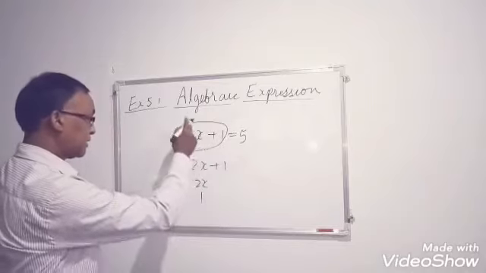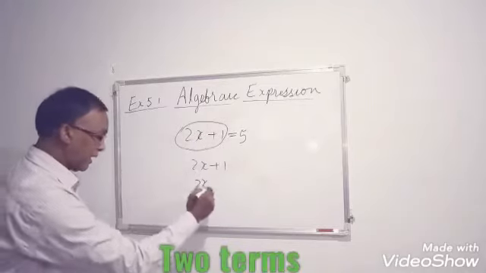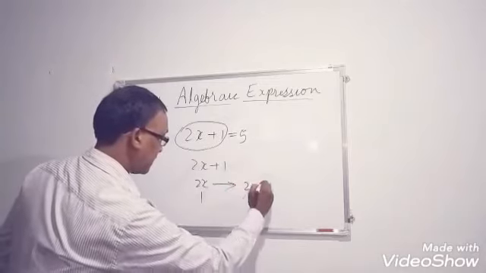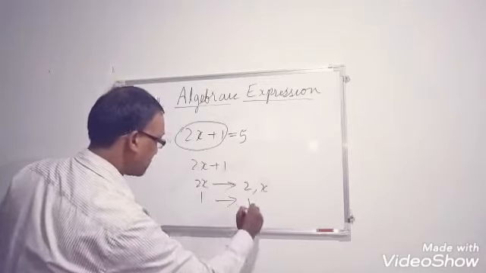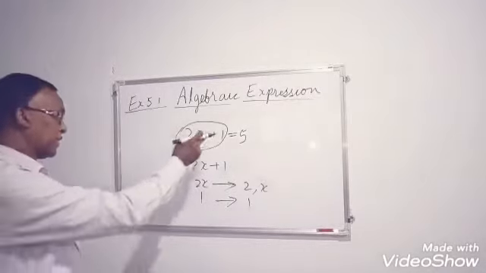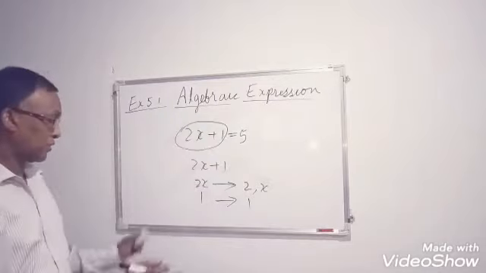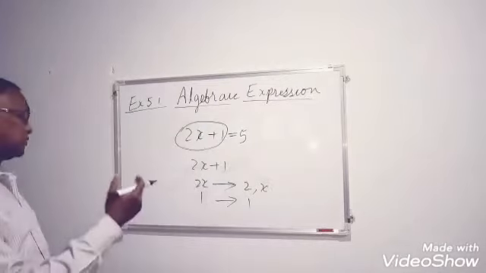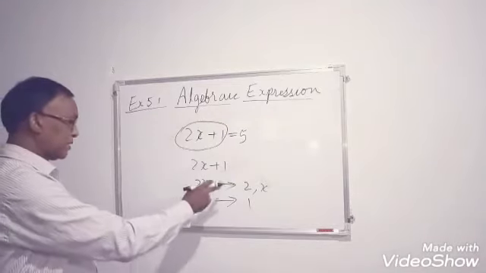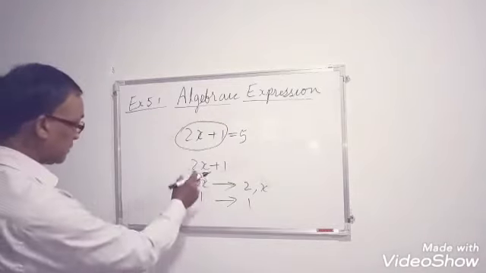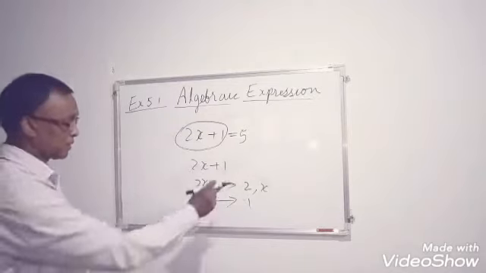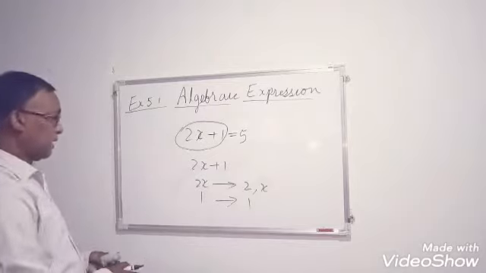And what are the factors? 2 and x. And here, what are the factors? 1. So what we have seen finally is that an algebraic expression consists of terms, either 2 terms or 3 terms or 4 terms, and if they ask us what the terms consist of, the factors are the constants and variables.